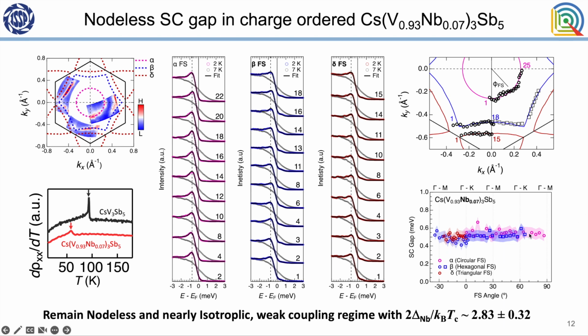The gap size averages around 0.55 meV, giving a 2Δ/kBTc of about 2.83, slightly lower than the BCS value. It means the superconductivity is still in a weak coupling regime, and the relatively low 2Δ/kBTc could be because of the competition between the CDW and the superconductivity.